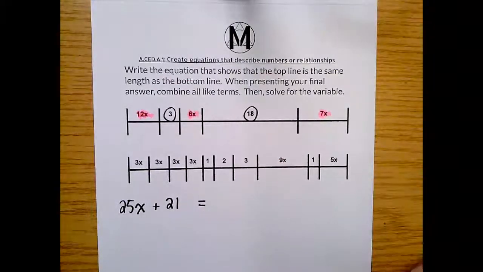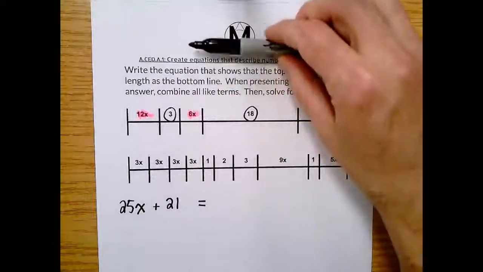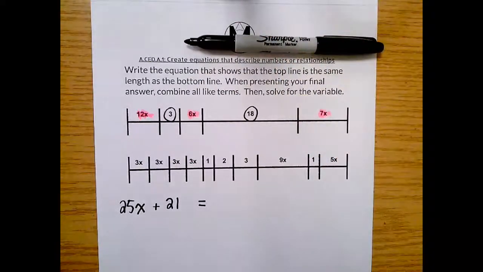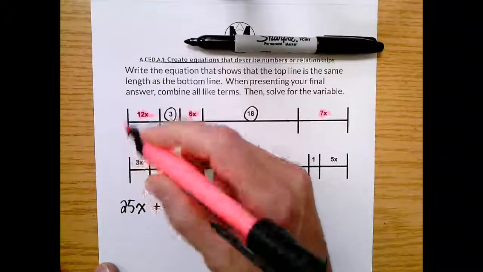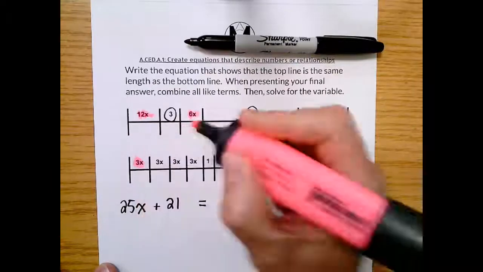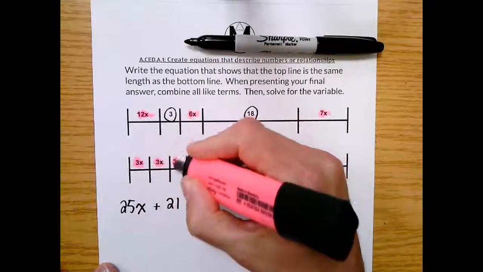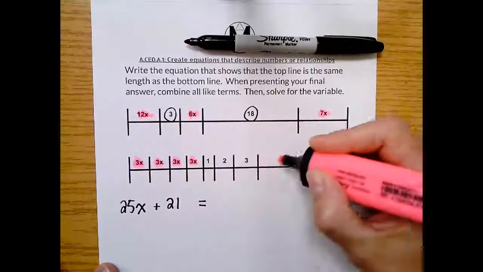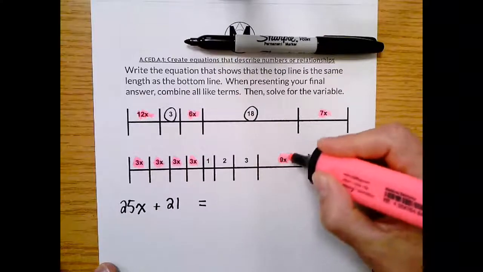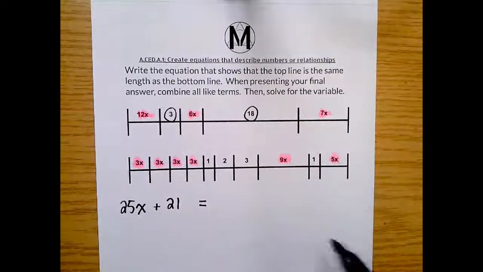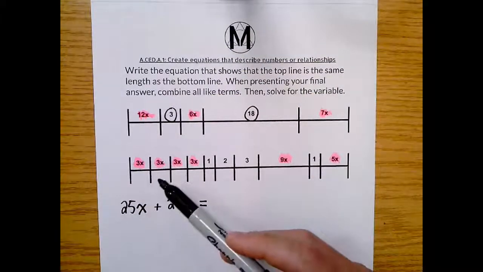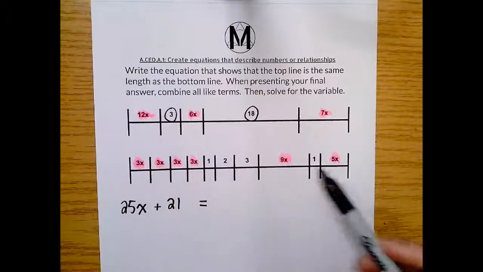Okie dokie. Now because they are equal, I just make an equal sign. No problem there. And now we're going to come down to the bottom. Looking at this bottom line, I am going to take a minute and, again, highlight my terms with a variable x, so I can really clearly see which terms have a variable and which terms are constants or non-variables. Okay, so there we go. We can see my terms with variables. And I have 3x, 3x, 3x, 3x, 9x, and 5x.